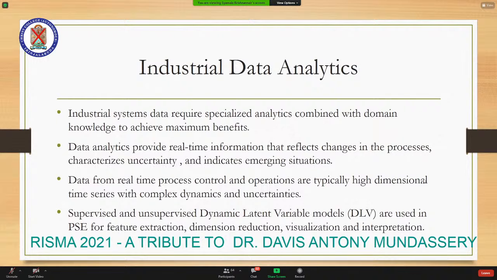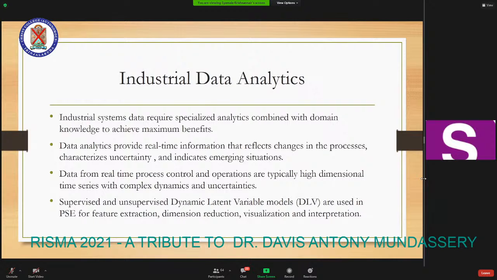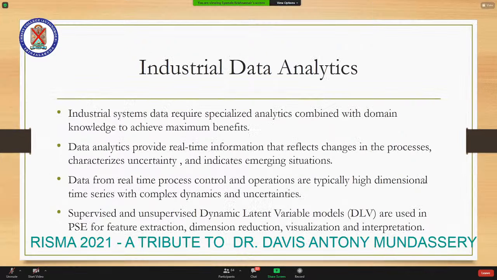Data analytics provide real-time information that reflects changes in the process, characterizes uncertainty, and indicates emerging situations. In chemical industrial data or any process, things are happening. If you have, let's say, degradation of equipment, you won't even see that in the signal because it's a very slow process. But if any shift happens all of a sudden, you will see a spike in the signal. These changes are happening on a regular basis, so we need to monitor the system in such a way that we can prevent accidents as early as possible. Data analytic methods, especially control charts and other recent charts or plots, allow industry people to maintain the process or stop those incidents well in advance.